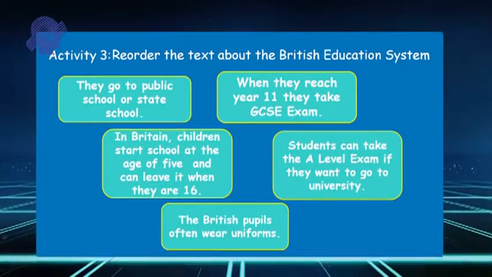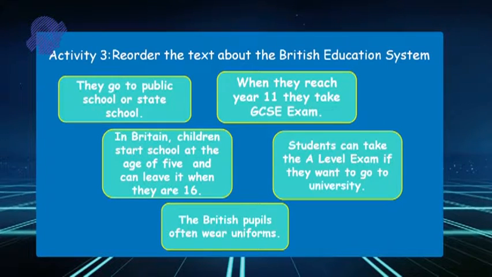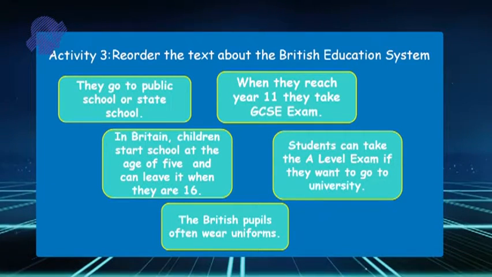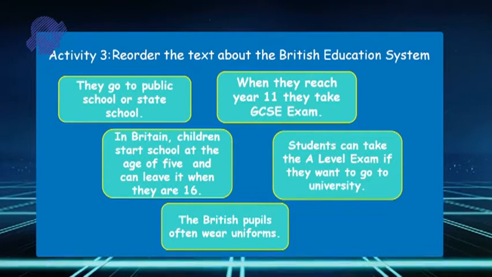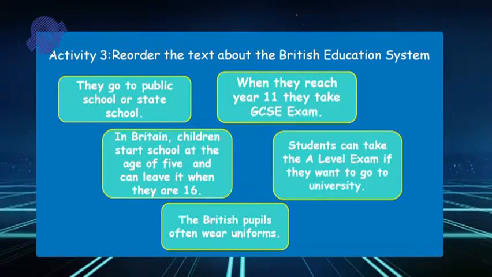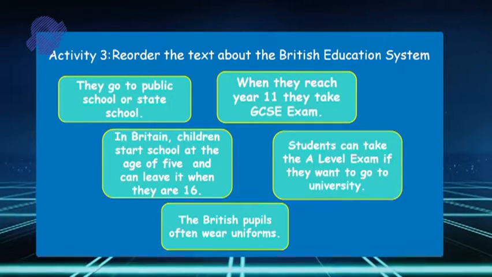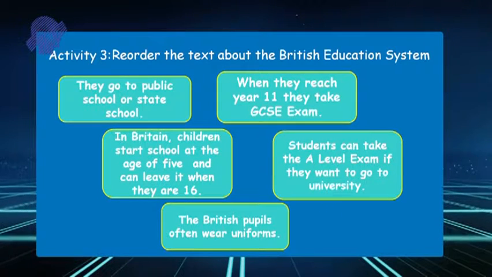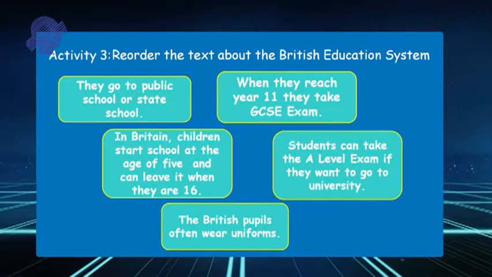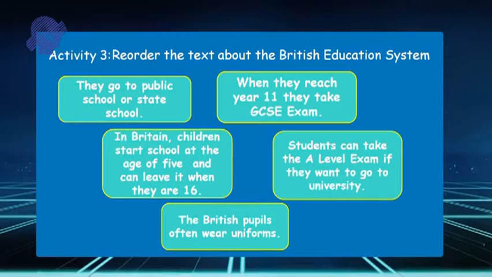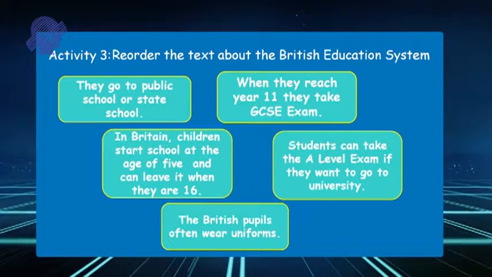So here is a jumbled description about the British educational system. Your job is to reorder the different sentences to get a coherent description. All right? First one is, they go to public school or state school. Students can take the A-level exam if they want to go to university. When they reach year 11, they take GCSE exam. In Britain, children start school at the age of 5 and can leave it when they are 16. The British pupils often wear uniforms.